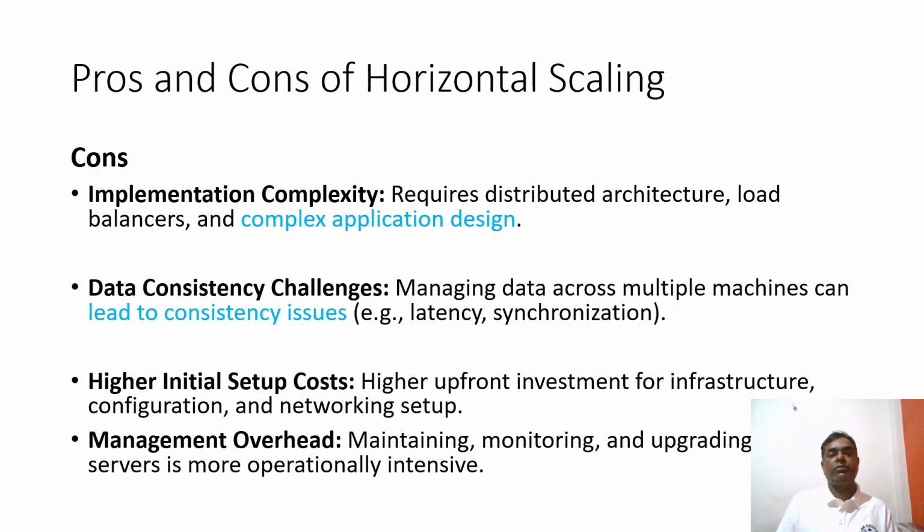Pros and cons of horizontal scaling. Here we will discuss the cons. Implementation complexity, because the whole architecture becomes distributed, so we have to use a load balancer to balance the load among the machines that are connected together. Complex application design. Data consistency challenge, because you have to manage the data which is distributed among the machines in your system.